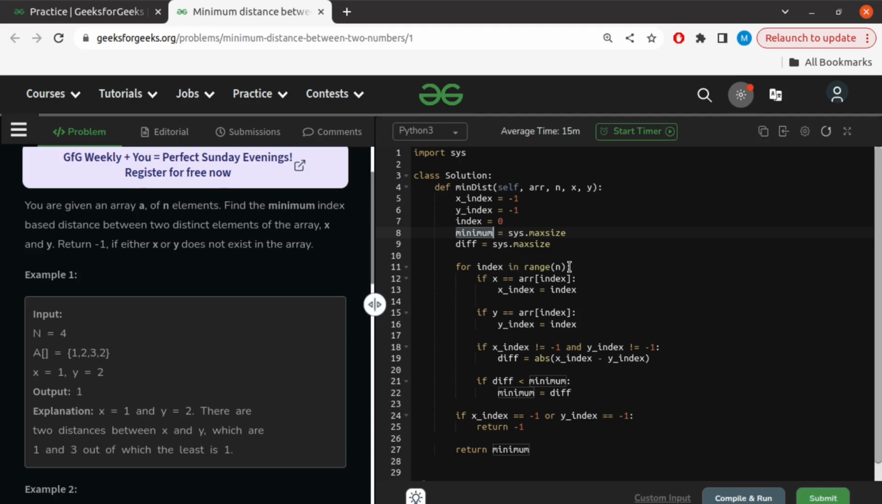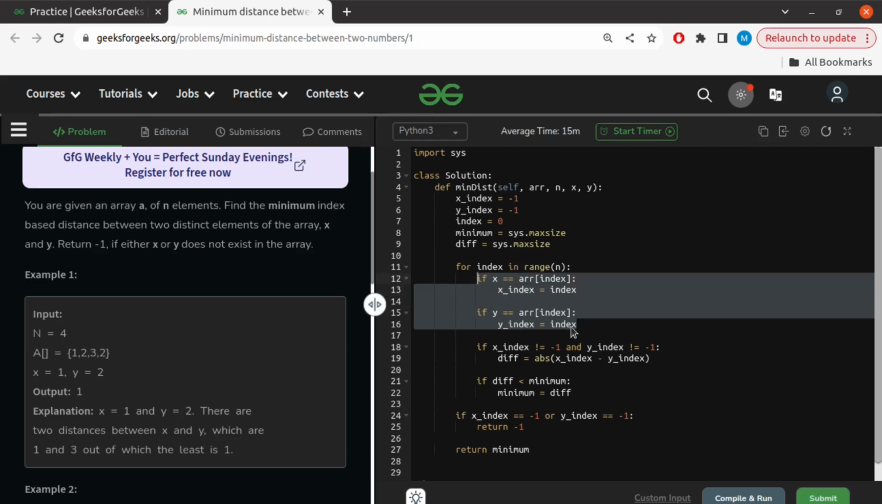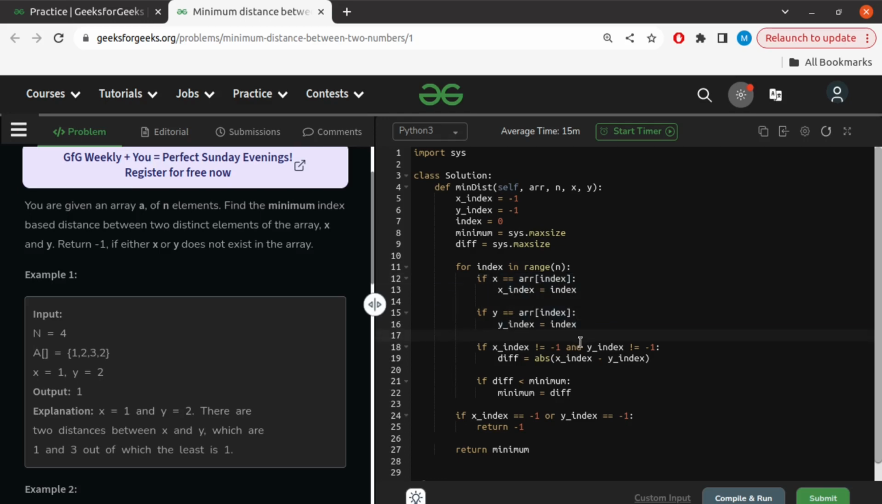Now I'm iterating on the array, and I'm seeing if I'm observing x or I'm observing y. If I have observed x or y, I will change the index to index, and once we have that, then we will calculate the difference between x index and y index. And this is basically if they are not equal to -1. Basically, if we have observed it, then only we should go ahead and compute the difference. And once we have computed the difference, we will compute the minimum between the minimum value we have obtained so far, and then that minimum value is what we will return over here.